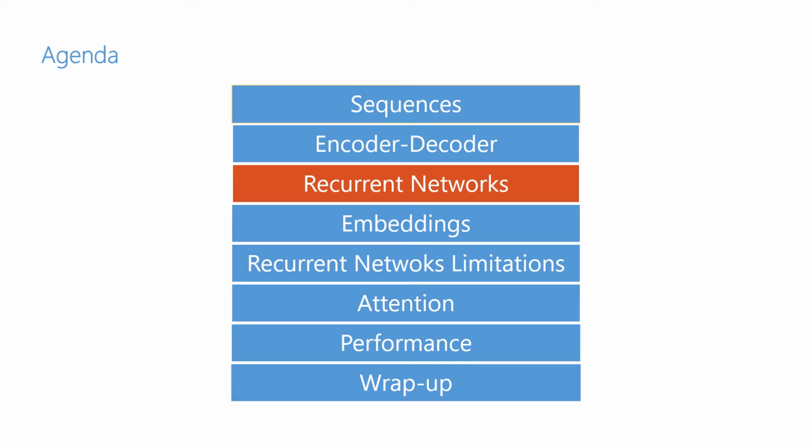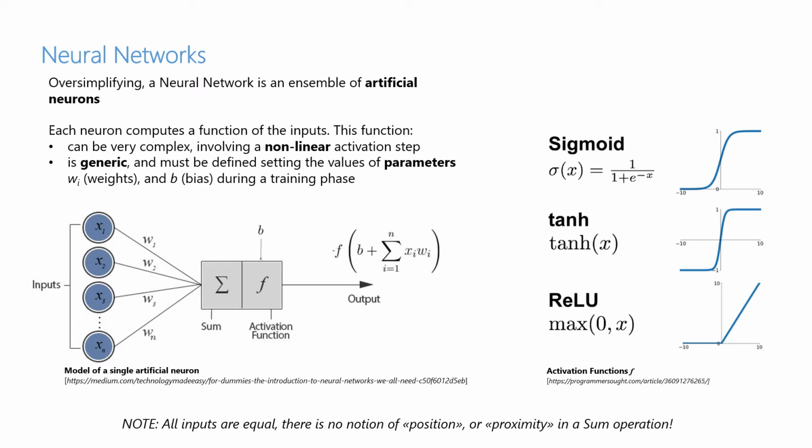Let's talk a little bit about recurrent neural networks. Recurrent neural networks are a special kind of neural networks. So before then, we will say something about neural networks in general. We now cover in very general and informal terms some basic ideas about neural networks to help the understanding of the rest of the discussion.